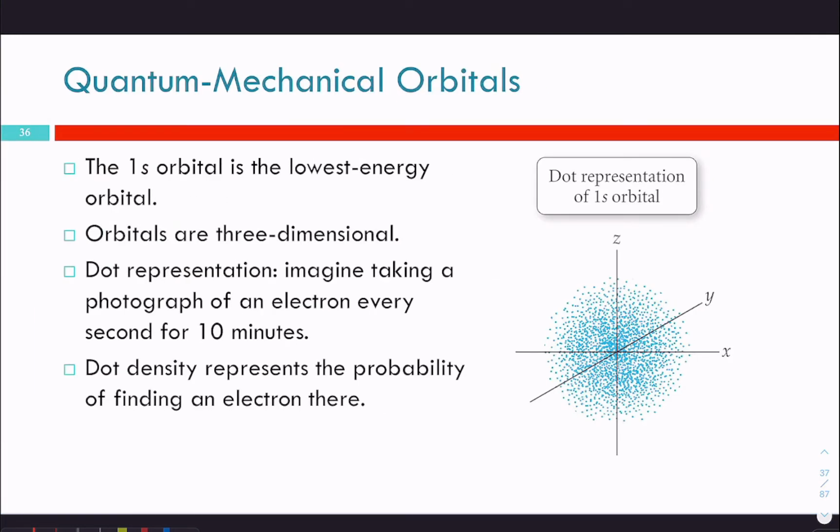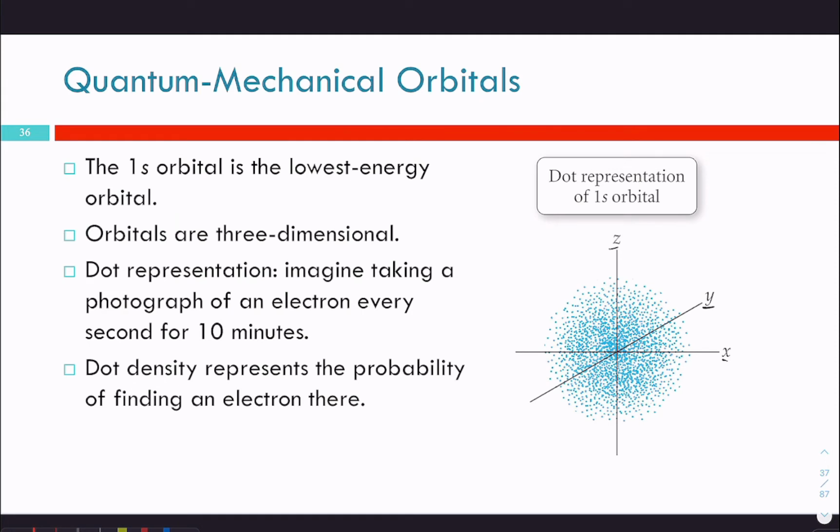So the 1s orbital is the lowest energy orbital. Orbitals exist in 3 dimensions. If you look at this, we have x, y, and z axes, which means that it's a sphere. You can think of this as kind of like a bubble, and the electron is 99% of the time, well, probably 90% of the time, inside of that sphere.